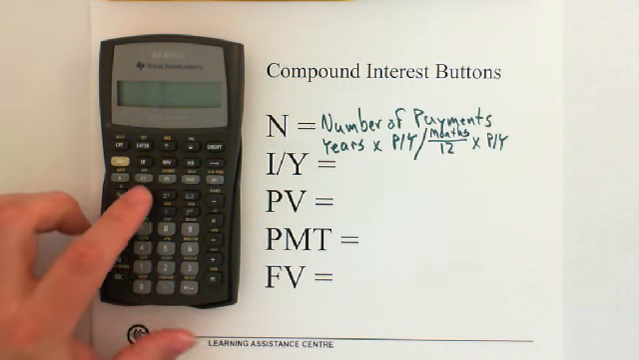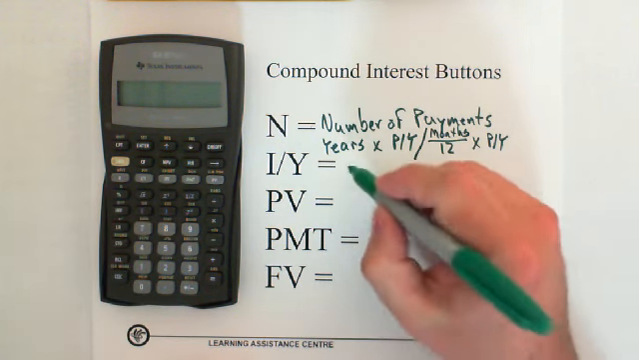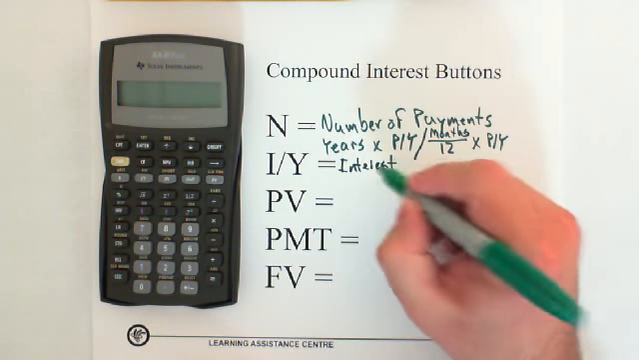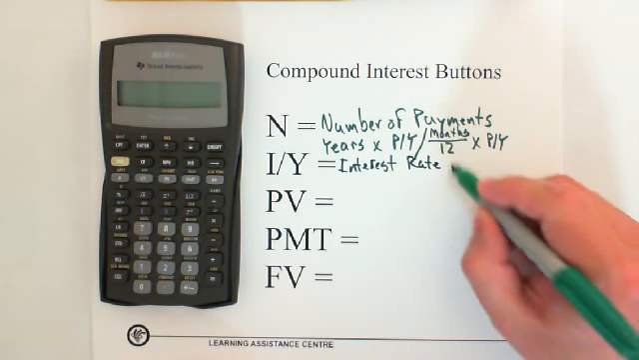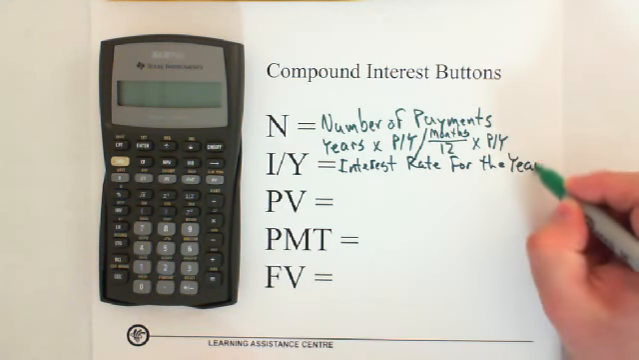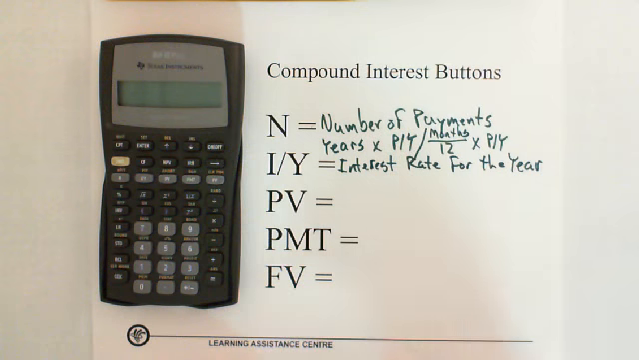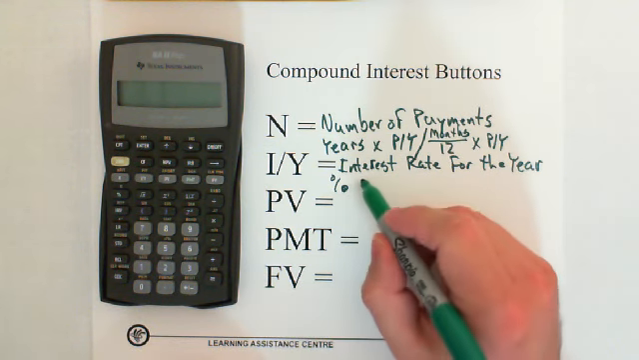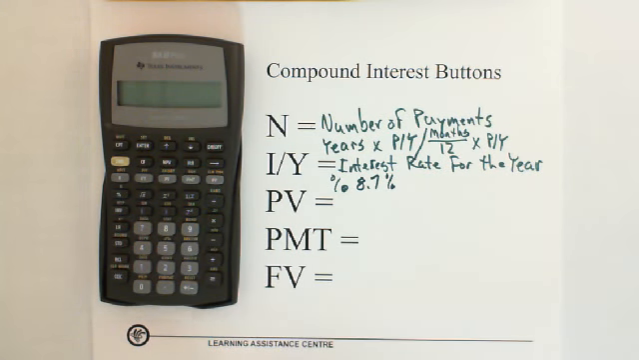So the next button is our IY. IY is our interest rate for the year. And so then the interest rate, well, that will just be our percent. So whatever percent they give you, that will be our IY. And when it comes time to putting it into the calculator, don't change it to a decimal. The calculator understands that you're referring to it as an interest rate, and so you just want to type it in as stated in the question. So as an example, if the question uses 8.7%, just use the 8.7% and don't change it to a decimal.